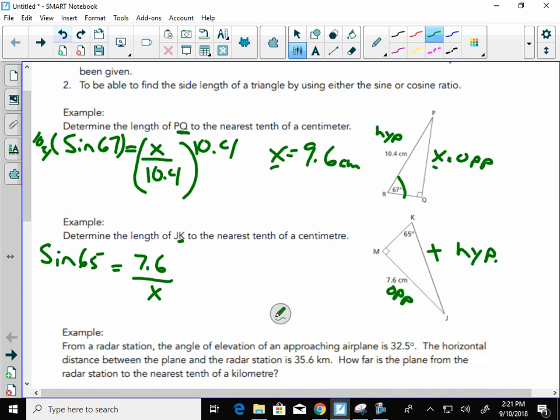I wrote it out wrong the first time. No, 7.6 divided by sin 65. Yeah. And when you switch them, it looks like this. That's basically the same.